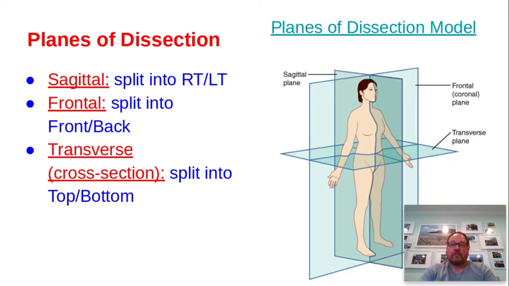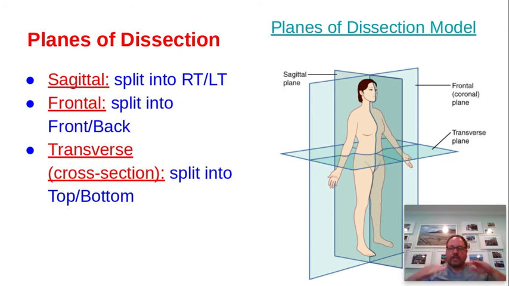The first type of plane of dissection that we'll look at is a sagittal plane. I just think the sagittal splits into right and left. So here you see the sagittal plane. It cuts the organism into right and left pieces. The frontal plane, also called the coronal plane, does what the name implies. It cuts the organism into front and back pieces.